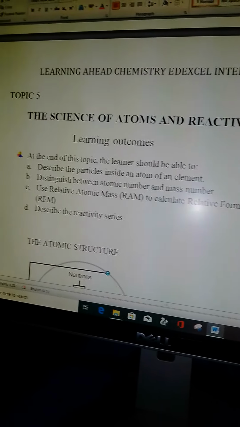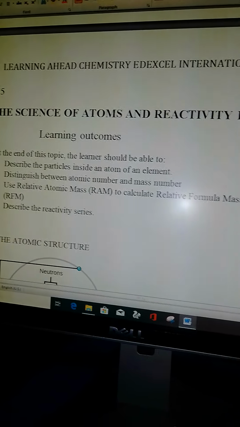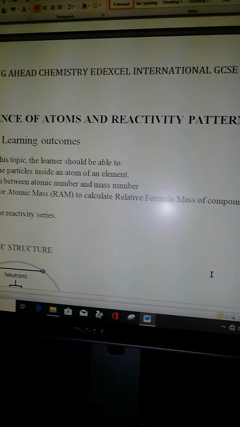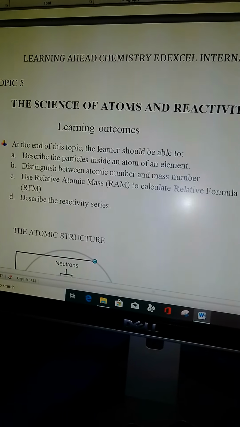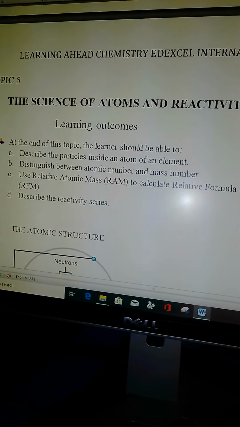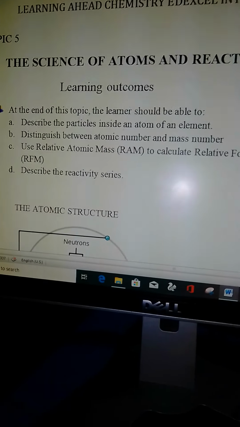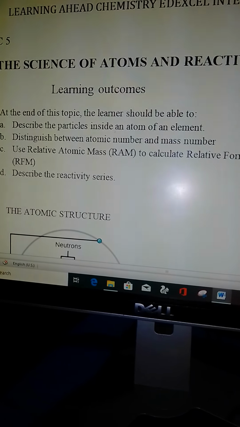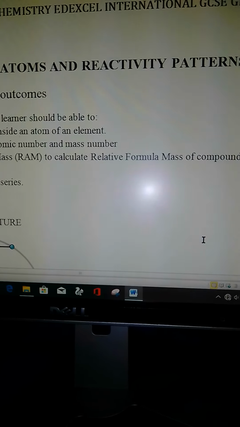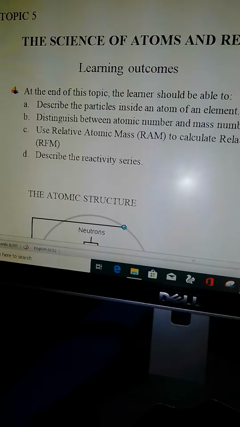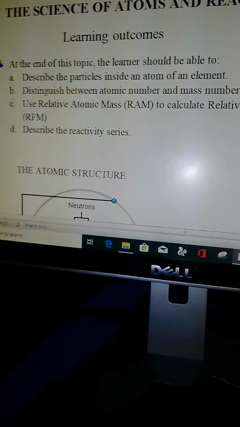In this class today, looking at this topic 5, going to look at the science of atoms and the reactivity patterns. Under this topic, we will cover the following: description of the particles inside an atom of an element, distinguishing between atomic number and mass number, using relative atomic mass in calculating formula mass of compounds. Very important is the description of the reactivity series.